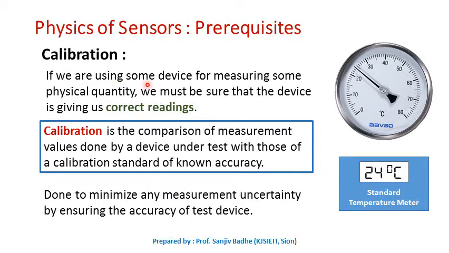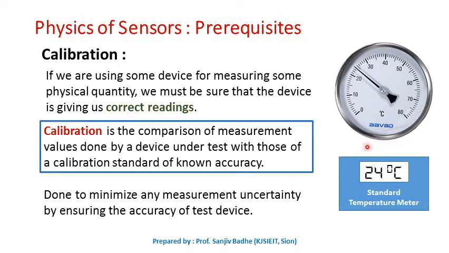If we want to use some device for the measurement, then we must be sure about its accuracy. We must be confident that the device is giving us correct readings, and for this purpose we do calibration. Calibration is the comparison of measurement values done by a device under test with those of a calibration standard of known accuracy. In simple words, by doing calibration, we will match the readings shown by the device under test with the reading shown by some standard device.